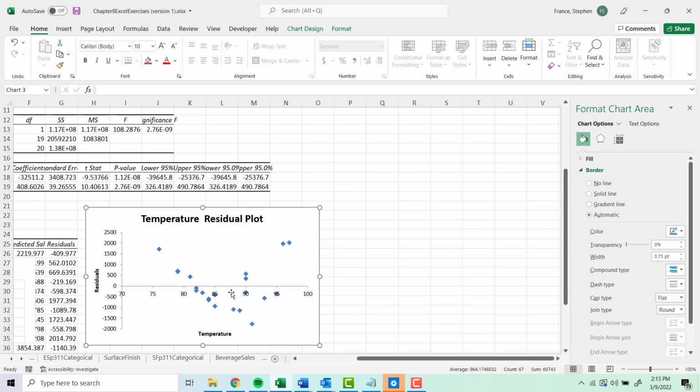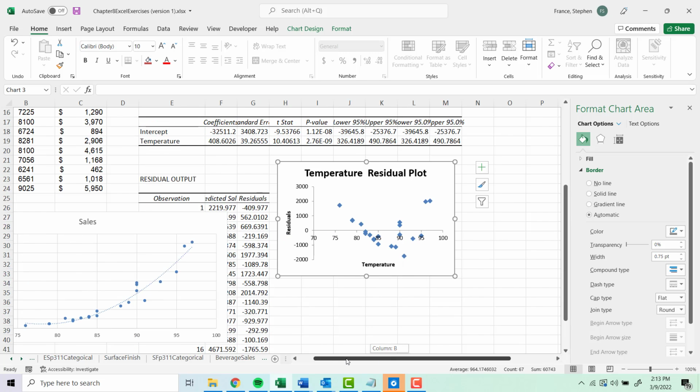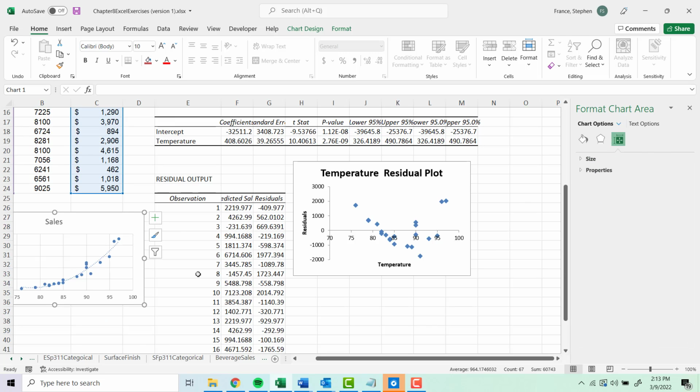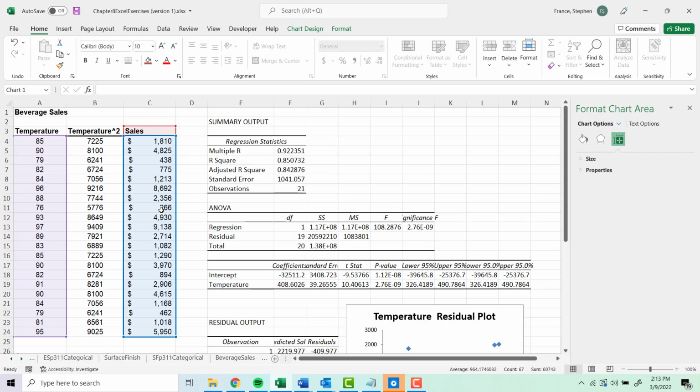So let's move this down here and make it a little bit smaller, and then we'll do the side-by-side comparison. This is probably too big. This is just our initial plot. Okay, so now let's build it again, but include the quadratic term.